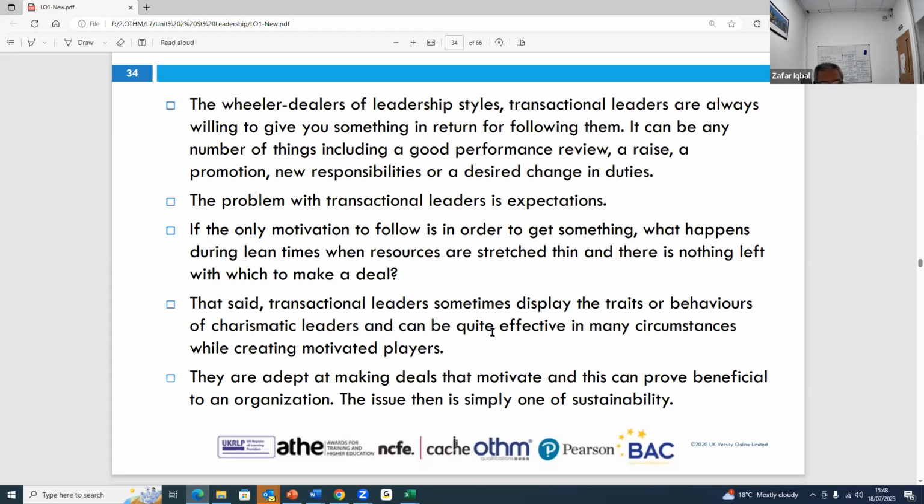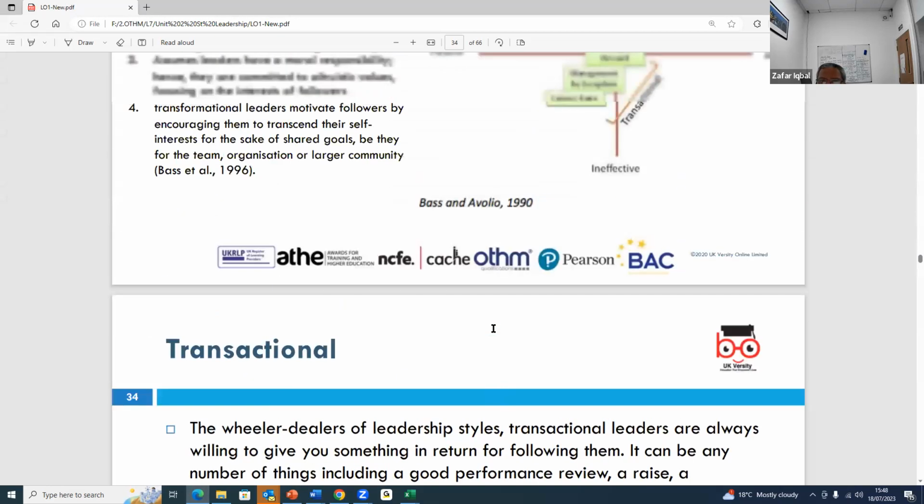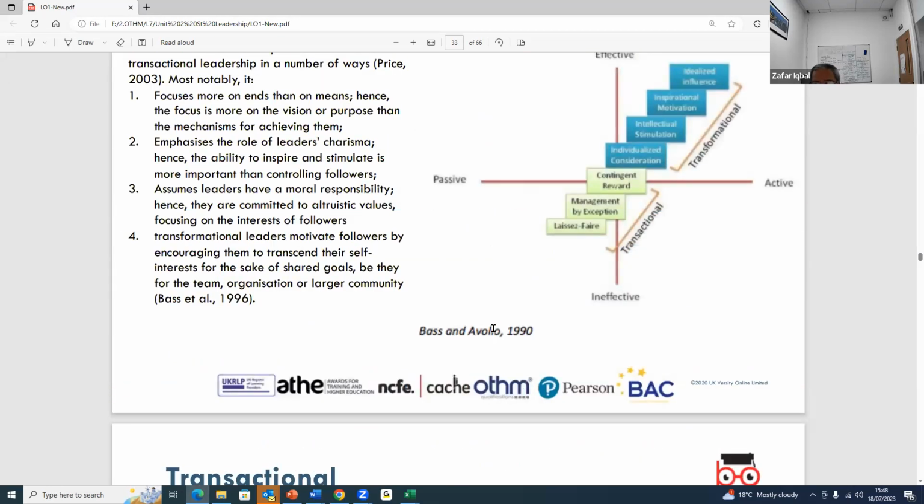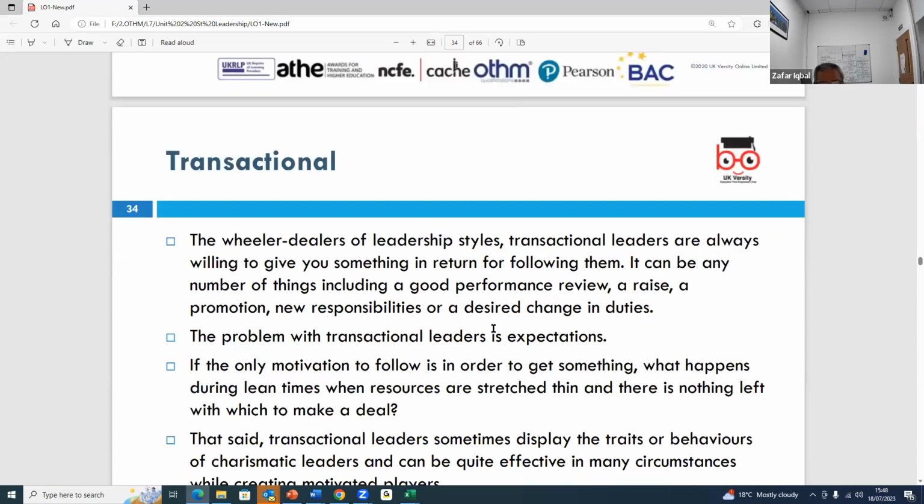So the transactional leader depends on the circumstances, and it's very important that they can deliver good performance. They can be a good reviewer sometimes, depending on the circumstances.